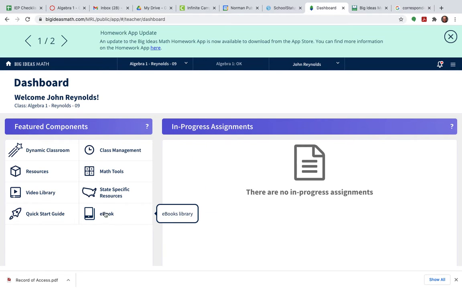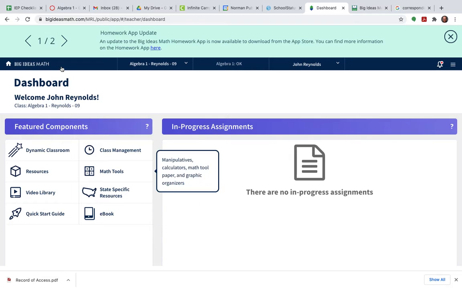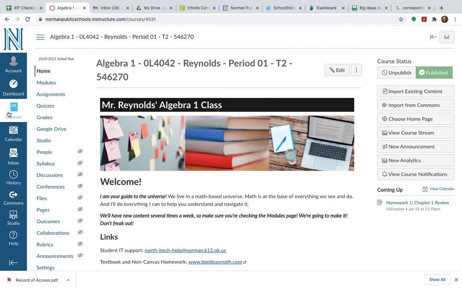Remember that you do have a textbook at bigideasmath.com if you want to type that in. Remember to log in with Clever. There are links also for helping you with this process in the helpful links and learning resources tab in our Canvas page. So let me go ahead and go to that.